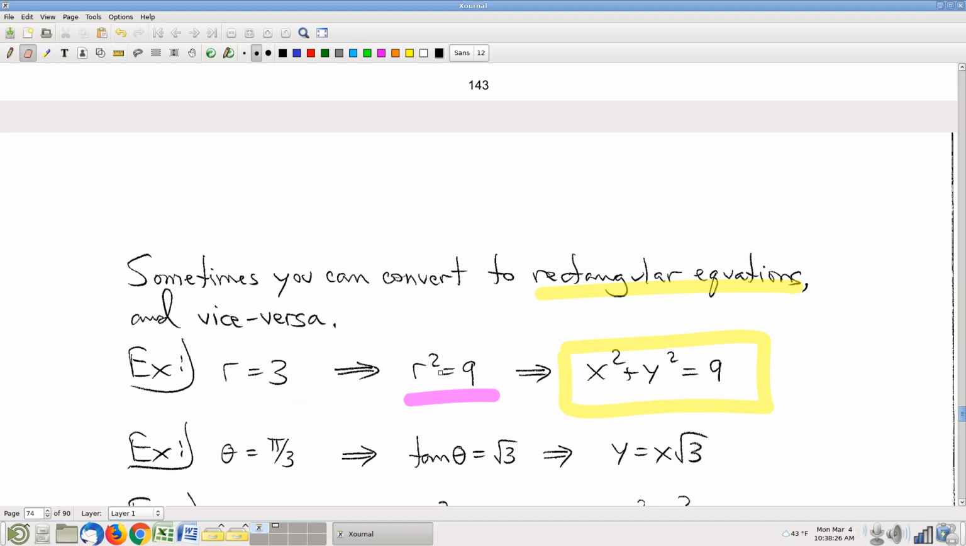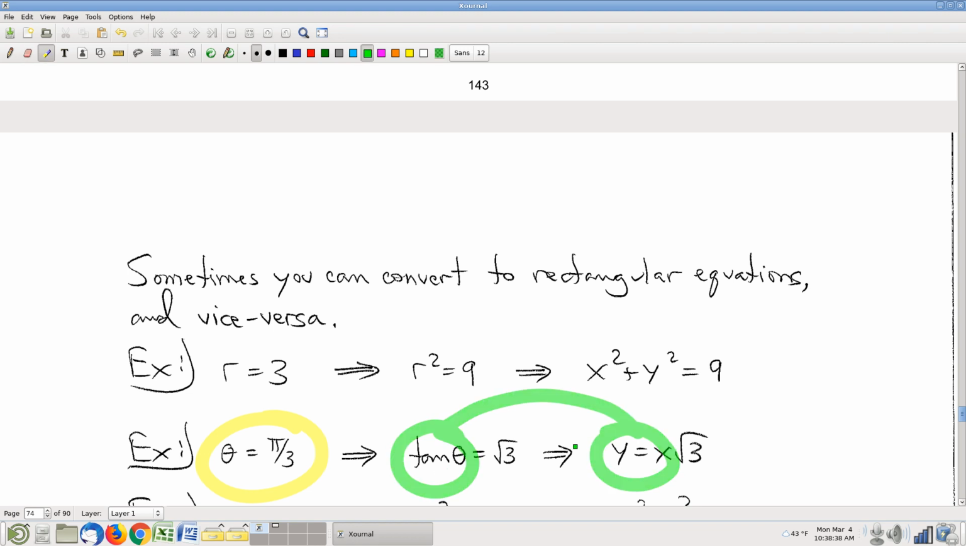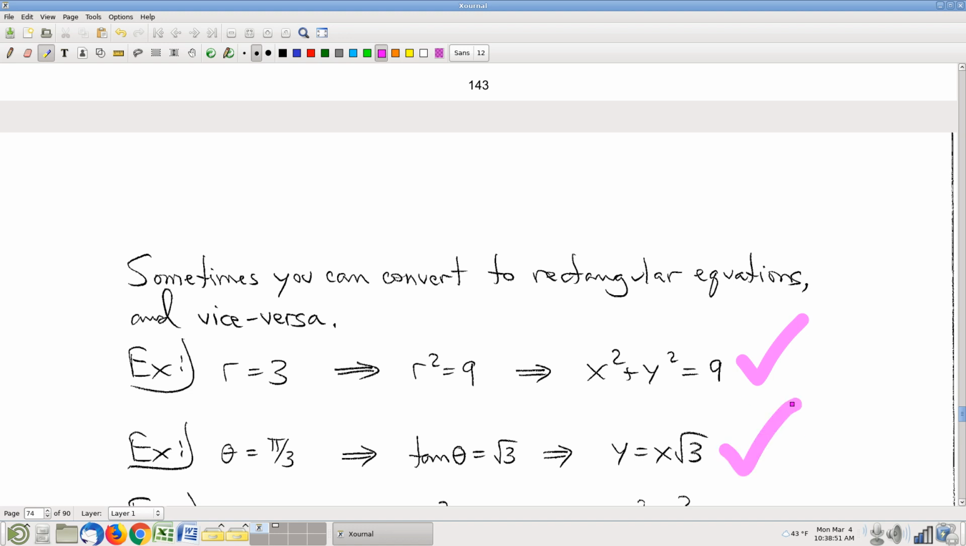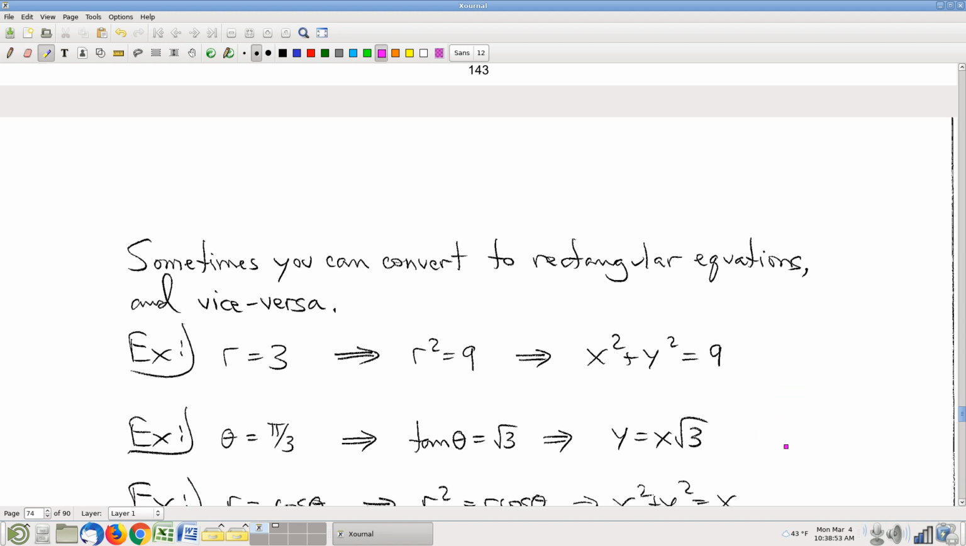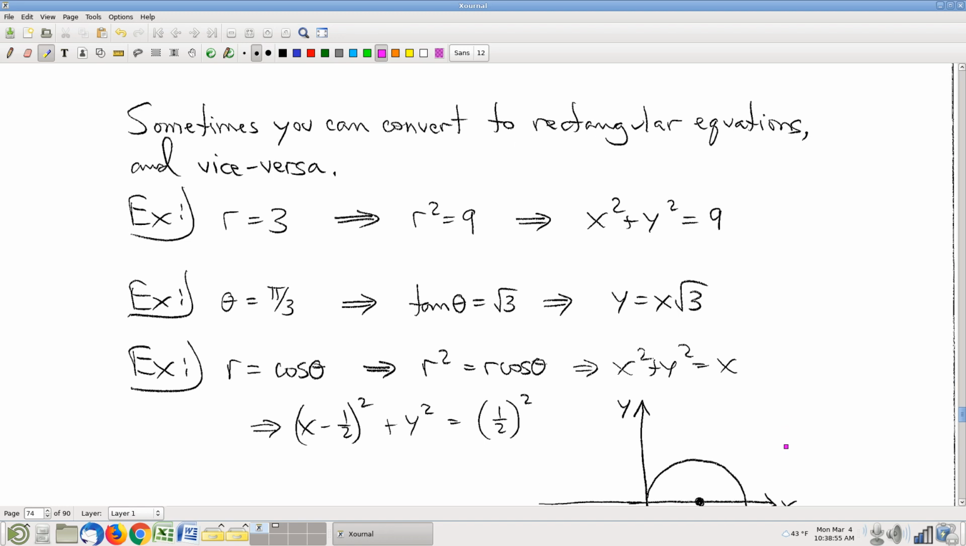Okay, so that's nice. Okay, what about theta equals pi over 3? Well, let's take the tangent of both sides of that equation. That gives you this equation, and then don't forget tangent is y over x, when x is not 0. So that motivates this equation. And as expected, the first is the equation of a circle, that's the equation of a line. So this all worked out very nicely. Sometimes it's a little trickier.